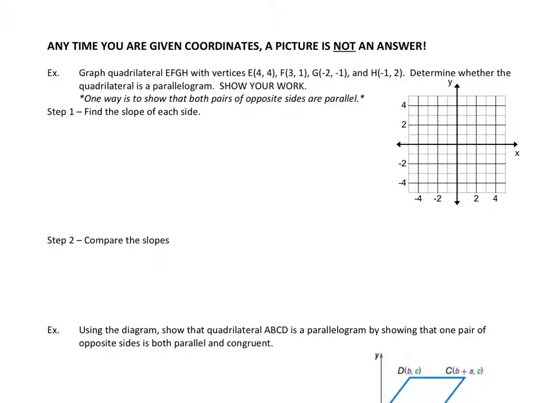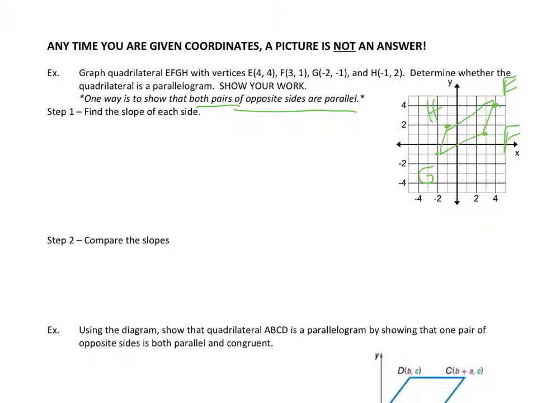Okay, here we have an example where we have to graph something. So we're going to graph these points, (4, 4), (3, 1), (negative 2, negative 1), (negative 1, 2). So, looks like a parallelogram, could be, but we have to prove it. And the way they want us to prove it is to prove that both pairs of opposite sides are parallel. So we're going to use the slope formula. You'll recall we're going to find the slope of each side.